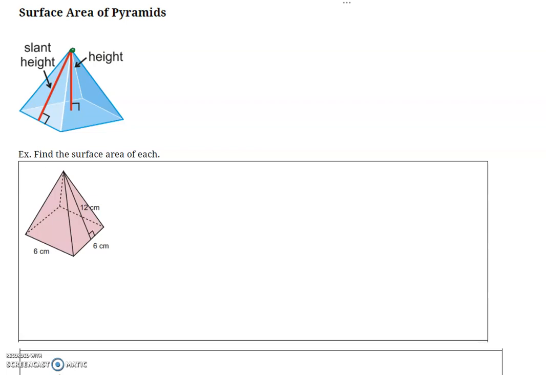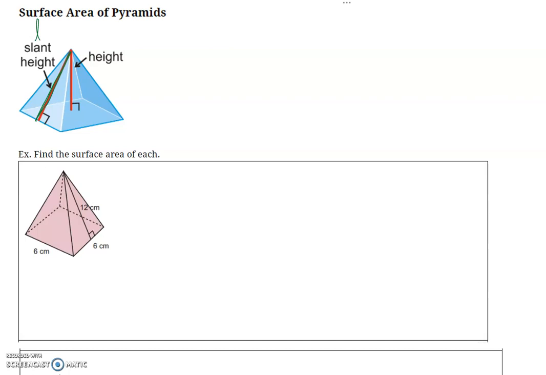There are a couple of new terms we're going to be talking about in terms of pyramids. The first one is slant height, which is what we're interested in for surface area. The slant height is the height of the lateral face triangle. If I were to take that triangle out, do you see how that's the height of that particular triangle? To symbolize slant height, we use the letter L, for lateral height, essentially.